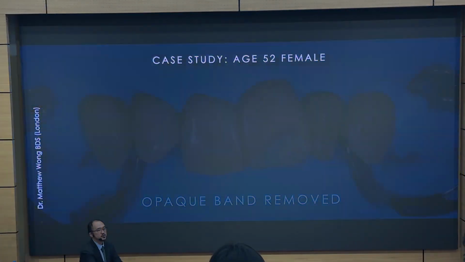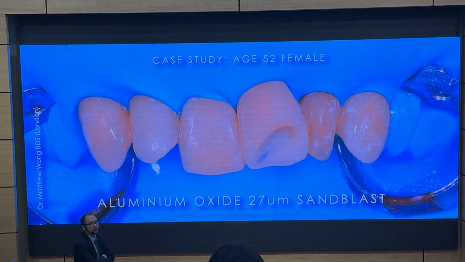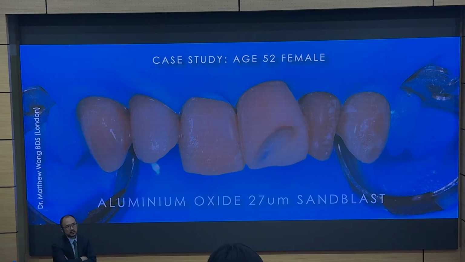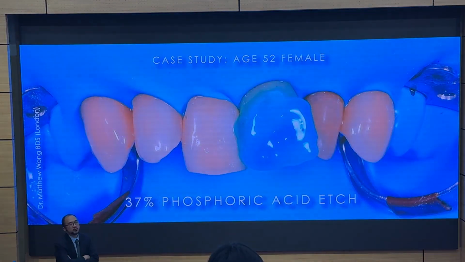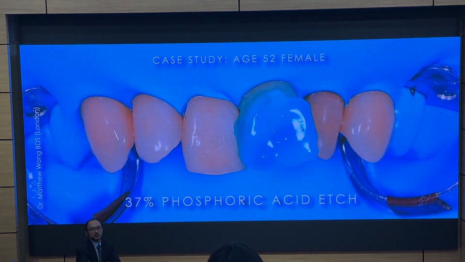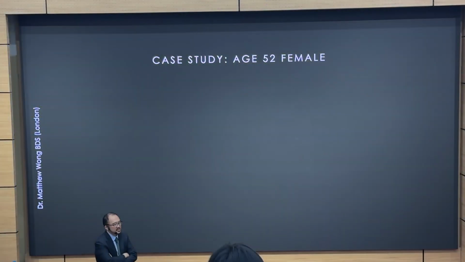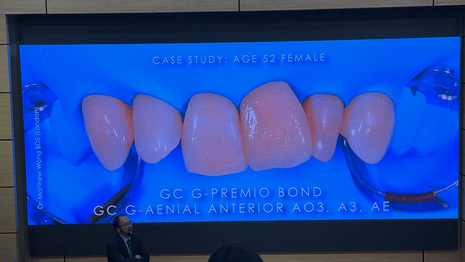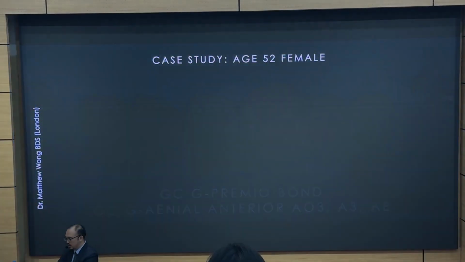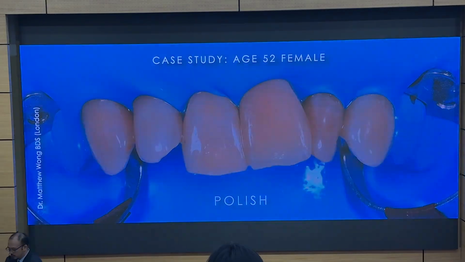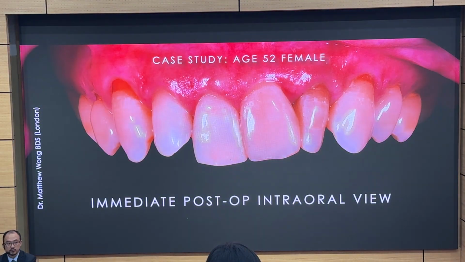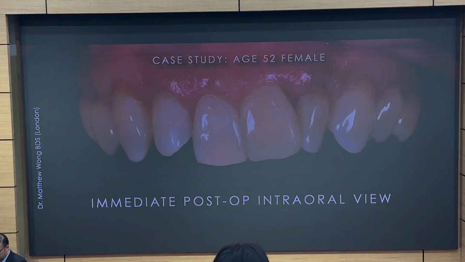And what I do is I clean the area, condition the area with sandblast, 27 microns. And then immediately you can bond again. The edge is really just there to clean the exposed enamel, exposed dentin. It's not necessary, but I still do it. Then I follow the same recipe that I used a while ago. AO3, A3, AE, and this is what it looks like immediately afterwards. Sounds okay? Good.